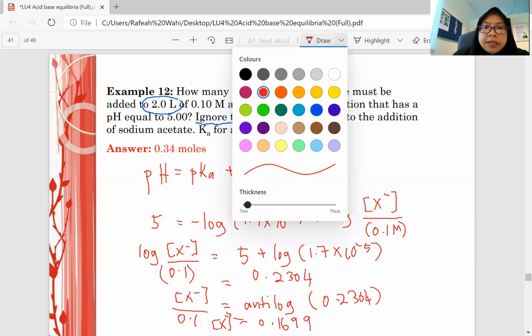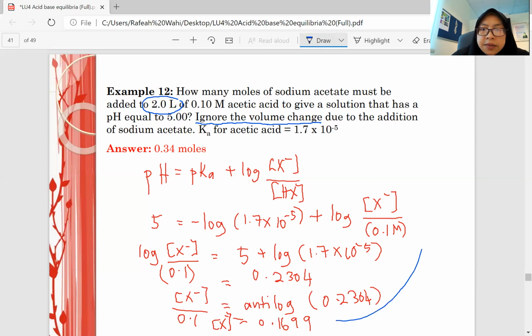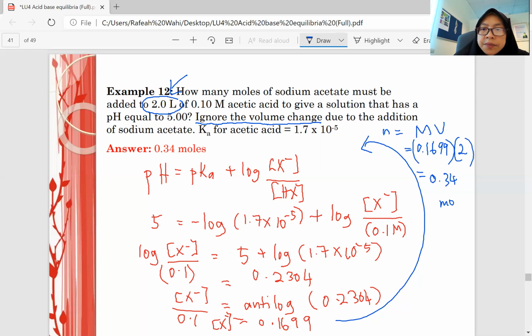From here you can calculate the moles. I don't have enough space, so I put it here. n equals MV. In this case, you know the concentration of your conjugate base, which is 0.1699 molar, times the volume, which is 2, because there is no change in volume. So you get the final answer of 0.34 mole. Okay, that's about it for example 12.